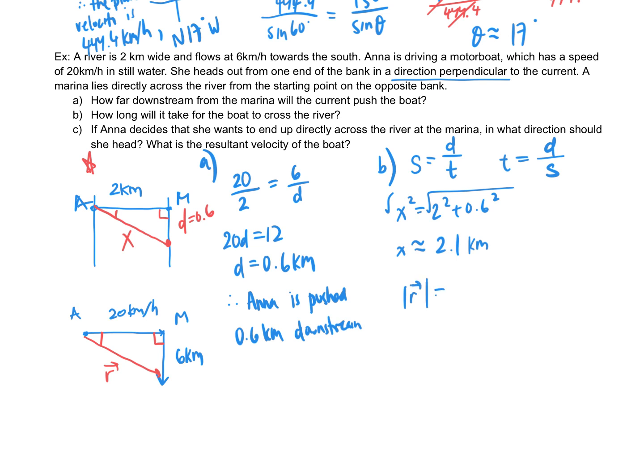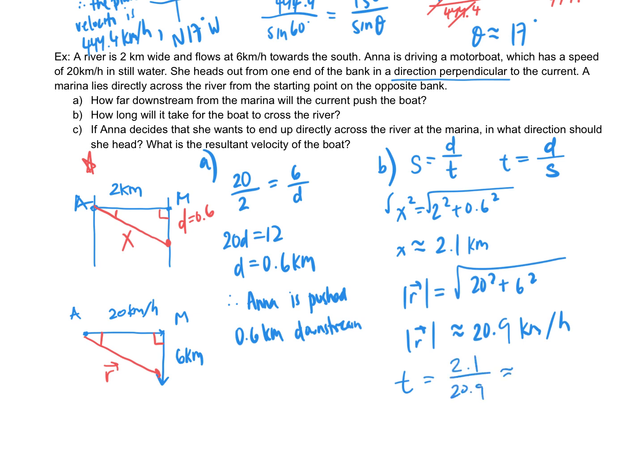Now, her resultant vector, the magnitude, I'm going to go straight to square rooting, 20 squared plus 6 squared, and I get approximately 20.9 kilometers per hour. Now that I have my distance and I have my speed, I can calculate the time by dividing the two. And when you do that, you get 0.100 hours. If I want to convert this into minutes, I'll just multiply it by 60 to get approximately 6 minutes. So that's how long it would take her to cross the river. Therefore, it will take Anna 6 minutes.